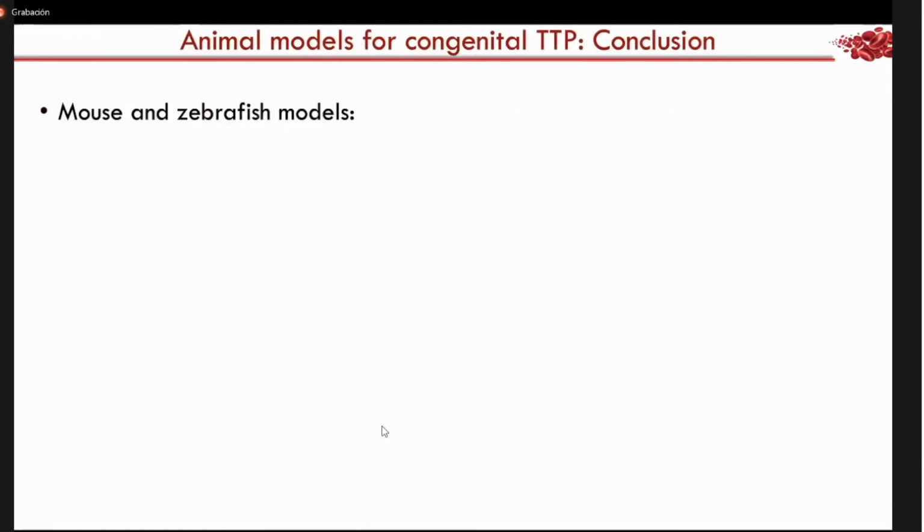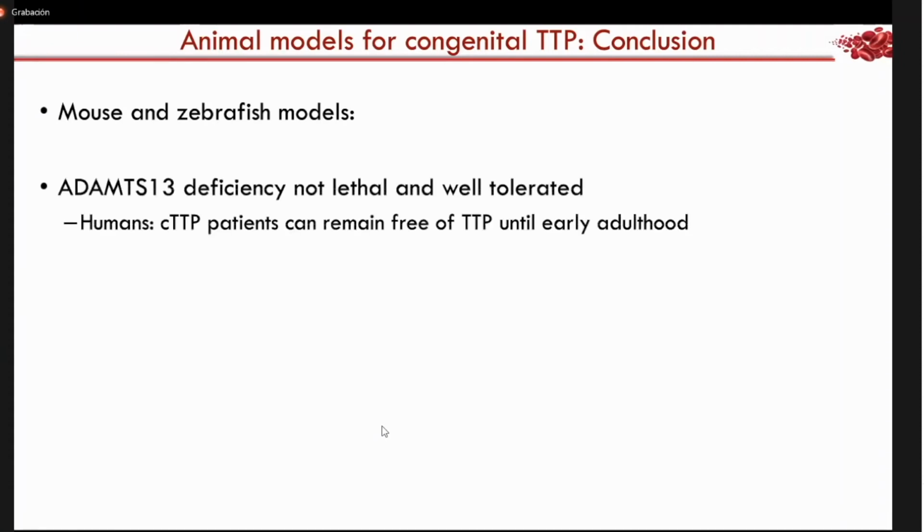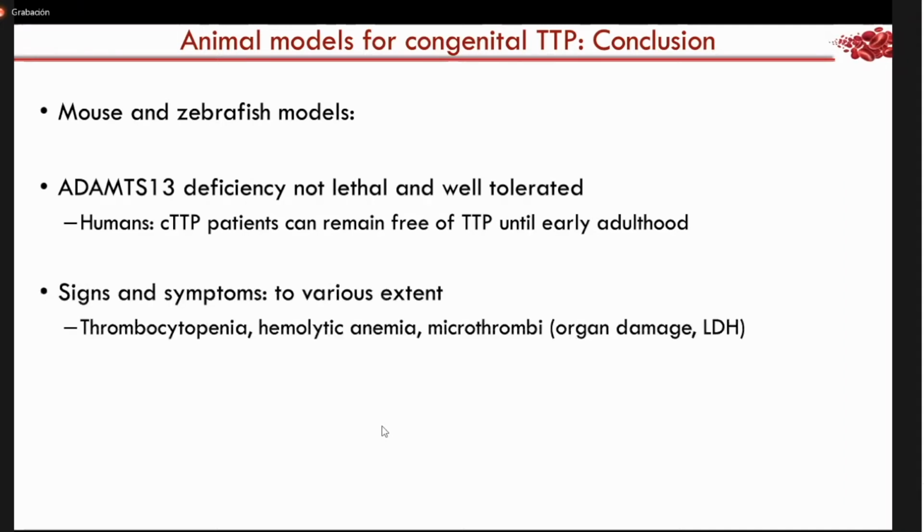So what we can conclude from the animal models for congenital TTP is that ADAMTS13 deficiency is not lethal and it is well tolerated in these models. This can reflect the situation in some patients where patients can live for a very long time without a TTP bout, even if ADAMTS13 deficiency is there. The signs and symptoms we pick up, but to various extents. The thrombocytopenia can be very severe or only moderately decreased, or not decreased in all animals.